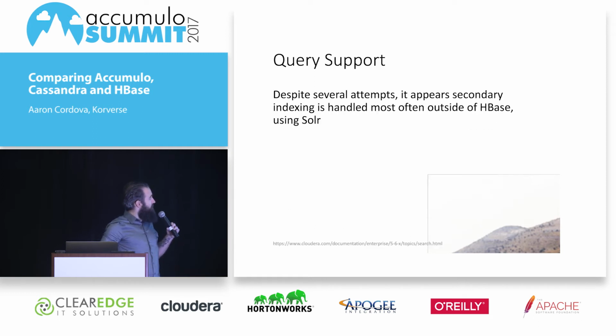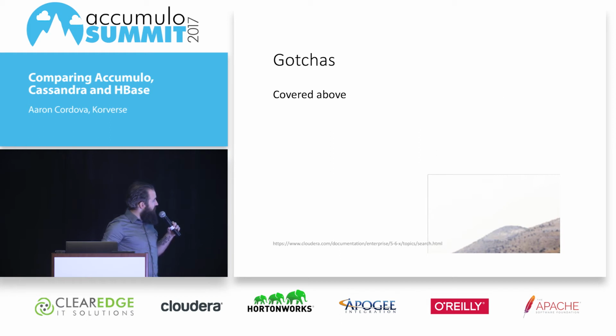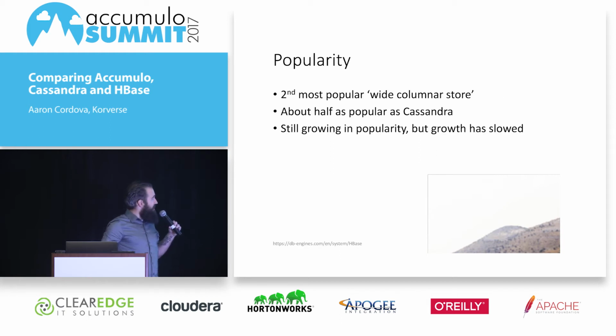Query support. Despite several attempts, it looks like people have just relegated themselves to using Solr with HBase for secondary indexing. You could maybe do something similar to what we do in Accumulo, but people just don't. I mentioned a lot of gotchas.